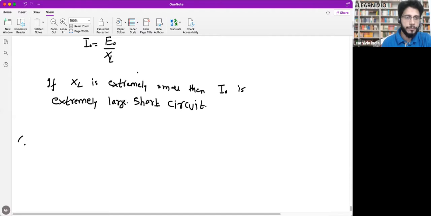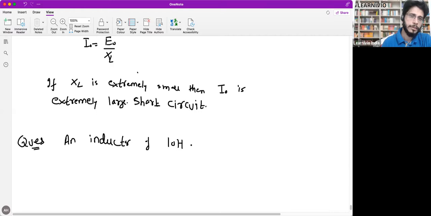Now let's solve this numerical. You have an inductor of 10 Henry connected to an AC supply.